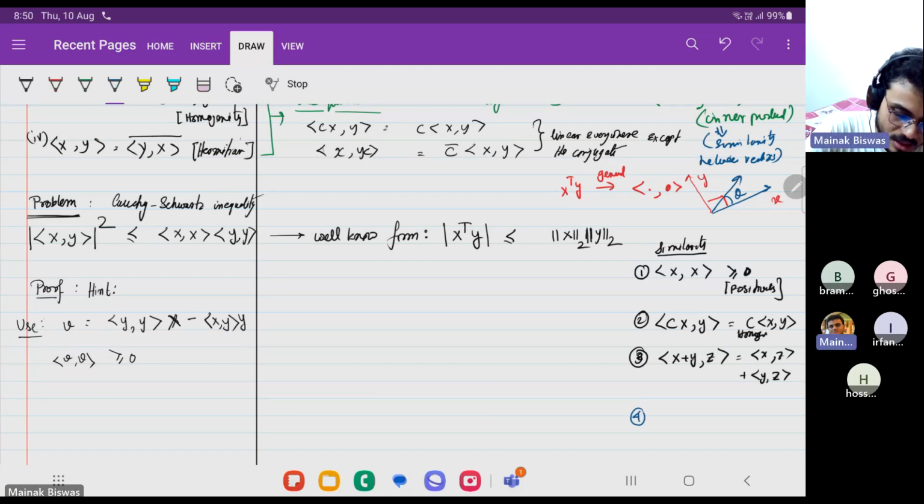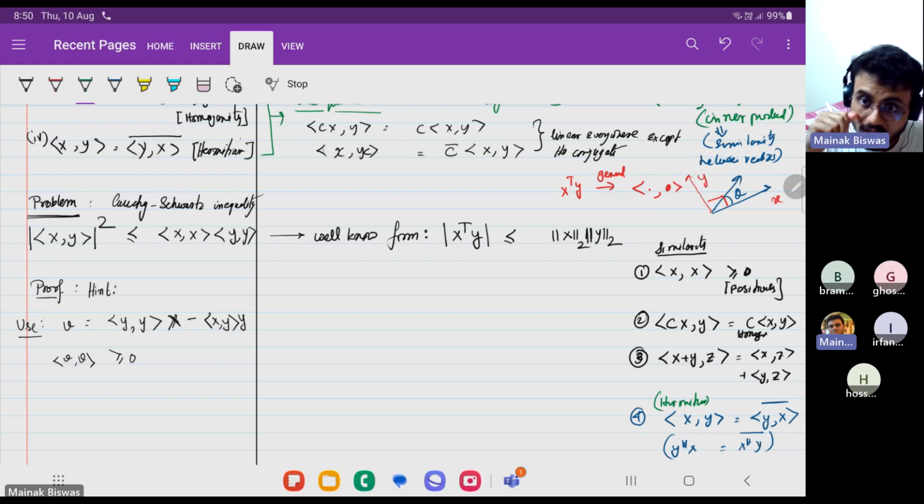And number 4 would be what is called the Hermitian property. That we have already seen, right? Y Hermitian X is equal to this. You have already seen. X Hermitian Y is nothing but the conjugate of Y Hermitian X. Remember this. So this is known as the Hermitian property. This has to be considered for complex and real matrices.